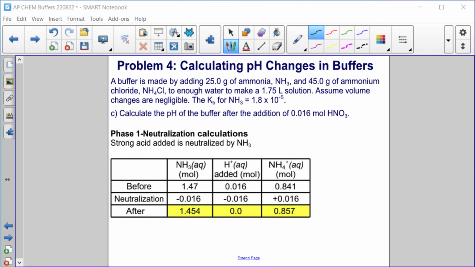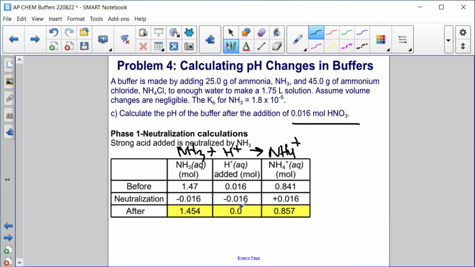All right, finally in part C, what happens to the pH of the buffer? Let's calculate the pH of the buffer after the addition of 0.016 moles of a strong acid. So that strong acid is neutralized by the weak base in the buffer to produce the conjugate acid NH4+ in this case. So before any neutralization occurs, we have our initial numbers of moles. You can go back and look at part A for these calculations.